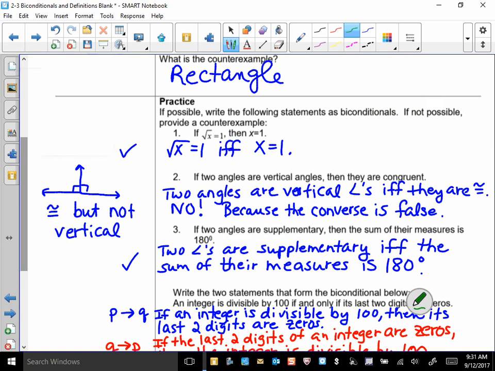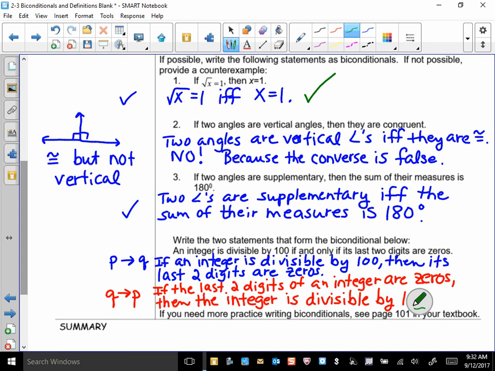All right, here we go. The first one says if the square root of x is 1, then x equals 1. The converse of that would say if x equals 1, then the square root of x equals 1. Both the conditional and converse are true, so I can write it as a biconditional. Number 2 says if 2 angles are vertical angles, then they are congruent. Well, that's true, but the converse says if 2 angles are congruent, then they are vertical angles. And we know there's a counterexample to that right here. I can have all kinds of angles that are congruent, but they're not vertical angles. So we cannot write that as a biconditional.